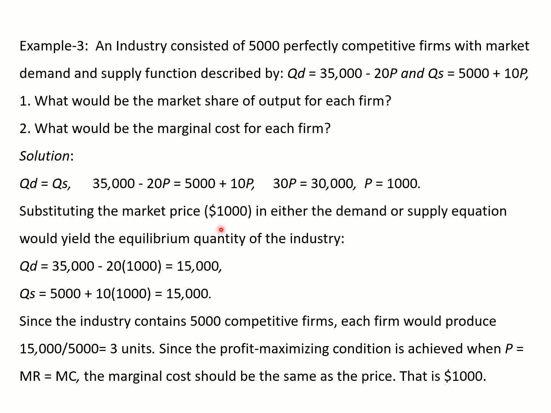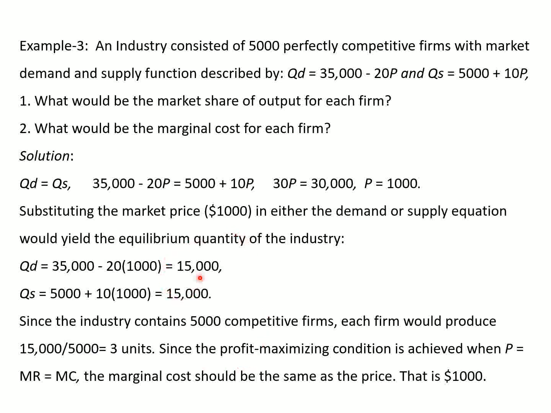Substituting the market price 1,000 in either the demand or supply equation yields the equilibrium quantity of the industry, that is 15,000, because at the equilibrium price, both quantity demanded and quantity supplied are equal. Since the industry contains 500 competitive firms, each firm would produce the market demand divided by their number, 15,000 divided by 500, that is 3 units.